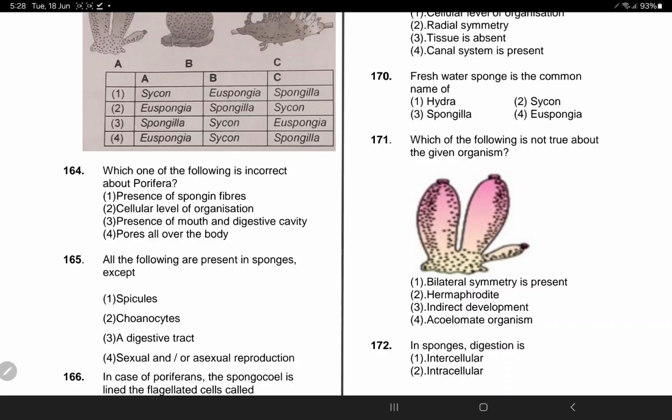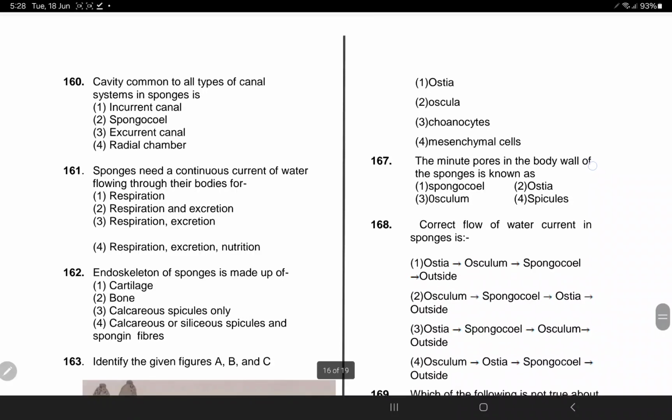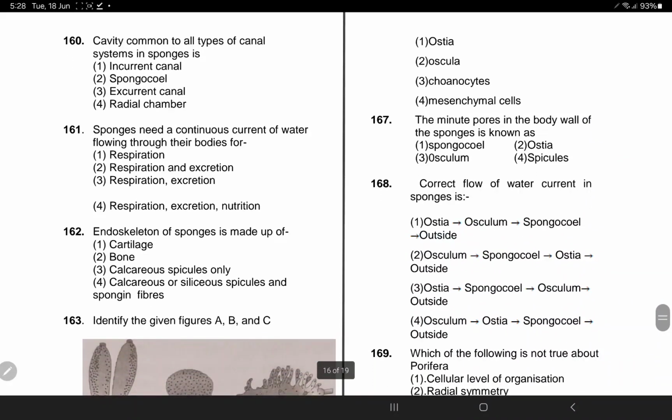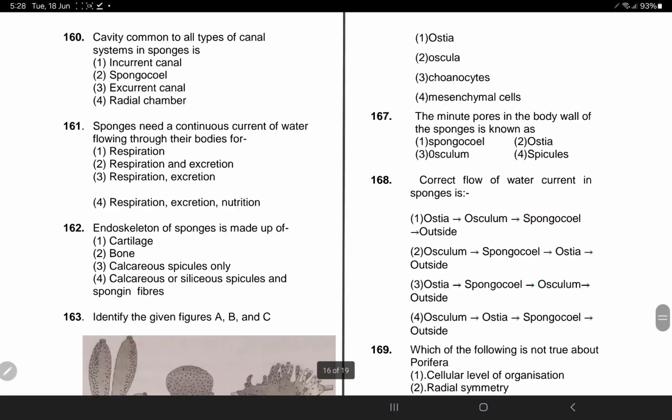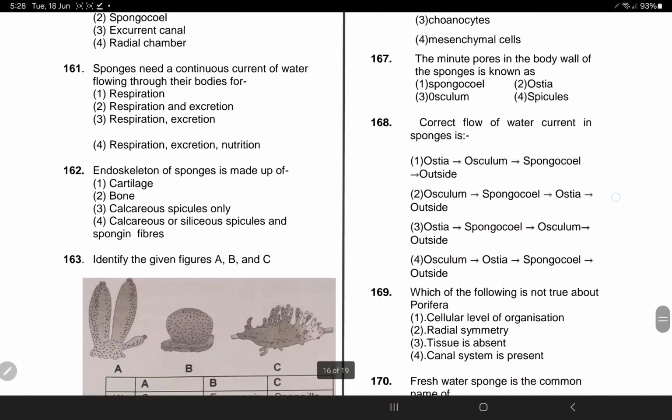In case of poriferans, spongocoel is lined by flagellated cells. What do we call them? We call them choanocytes. Option 3 is correct. The minute pores in the body wall of the sponge are known as ostia. Option 2 is correct. 168.